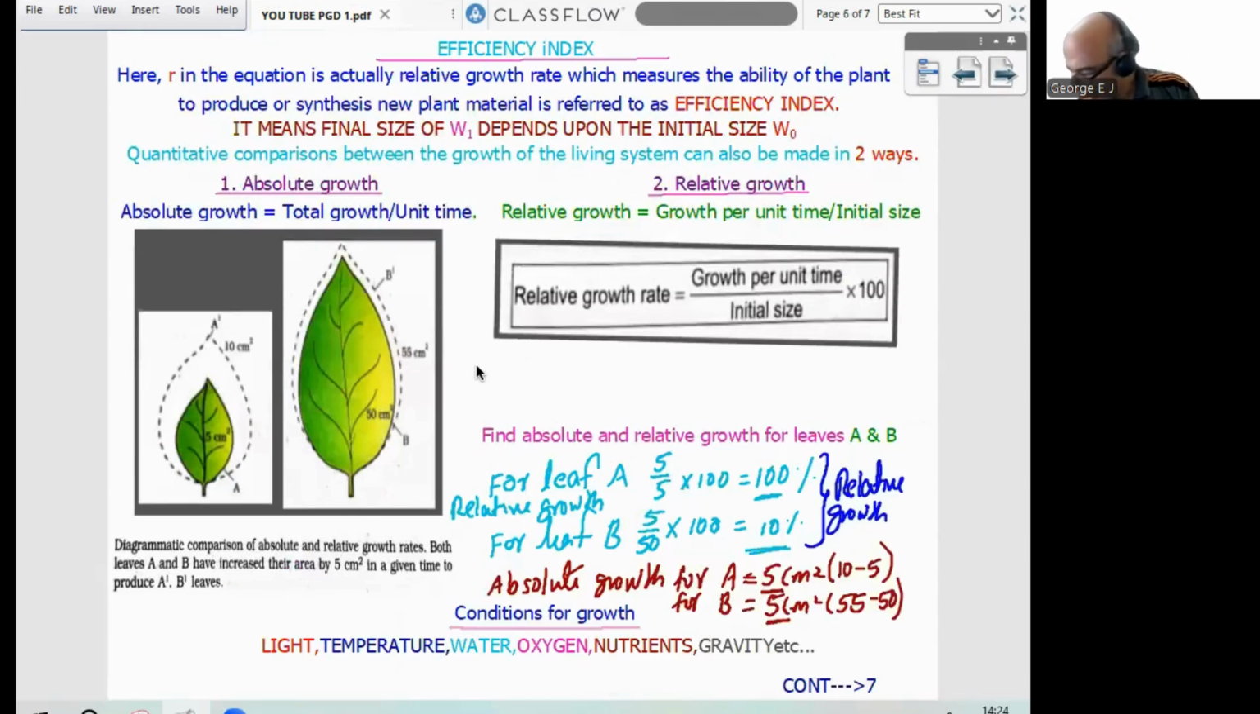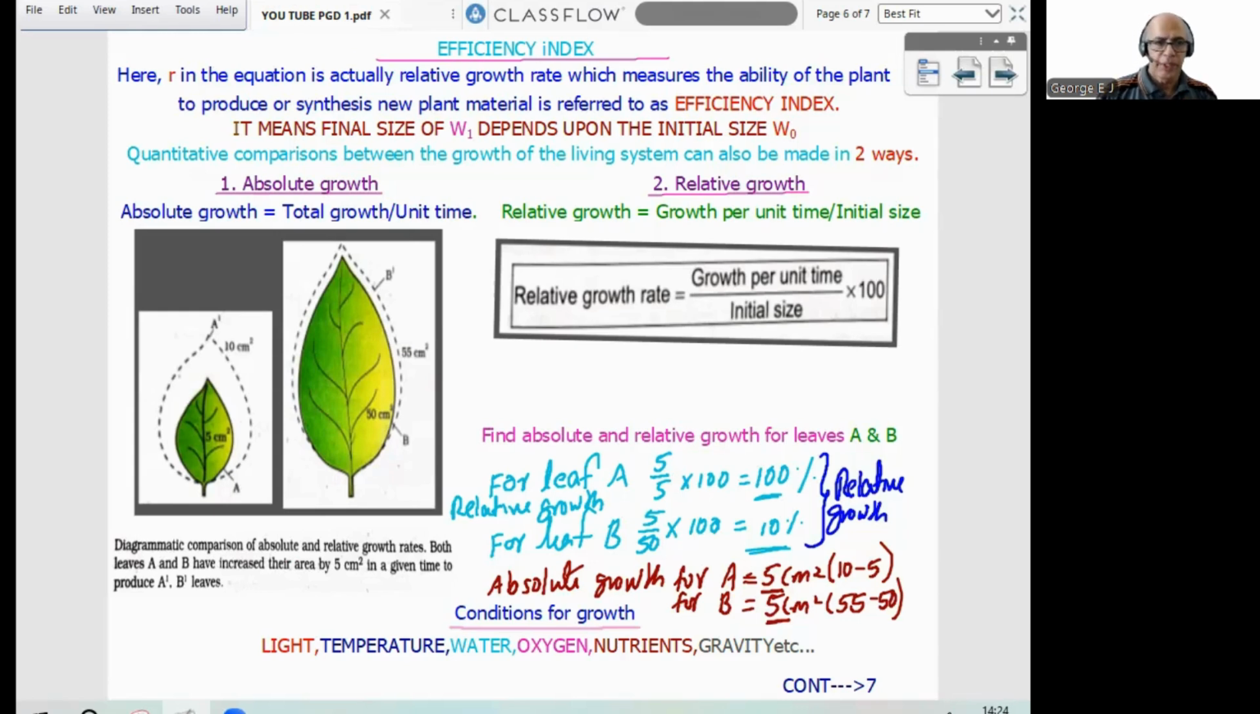So what is meant by efficiency index? See, in the formula we observe a term R. R originally stands for relative growth rate, which measures the ability of the plant to produce or synthesize new plant material, and that is called the efficiency index. What does the efficiency index mean? It means the final size, that is W1, depends upon the initial size W0. So based on the starting size only, we can decide the final size.